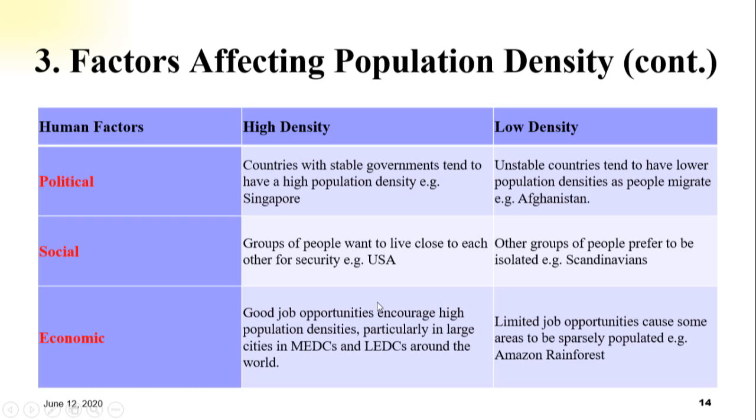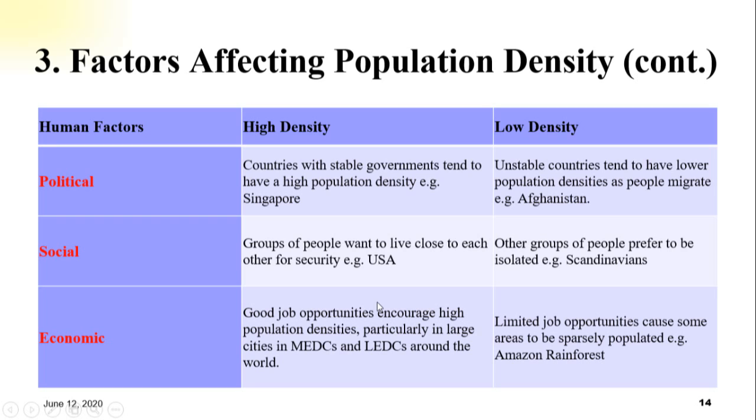In low density, unstable countries tend to have lower population density as people migrate. Afghanistan, for example. Singapore, all the people in the world always want to live there. And Afghanistan, many people in the world don't want to go there. For example, the people in Afghanistan want to migrate from their country.